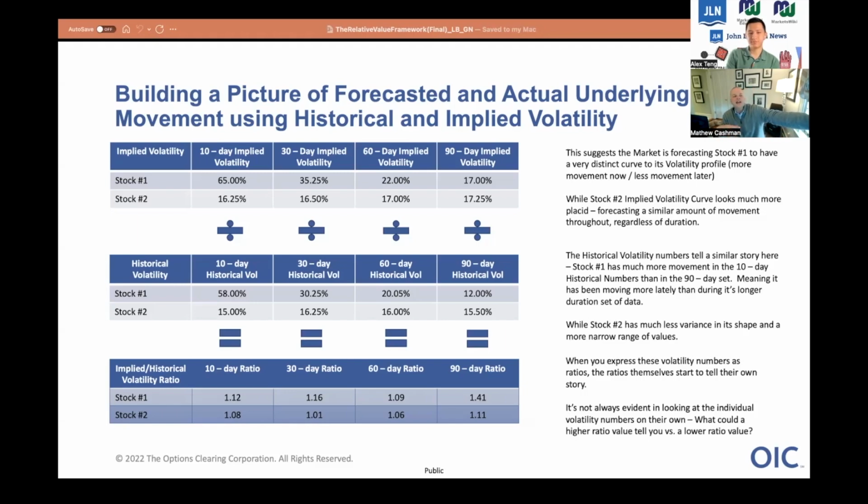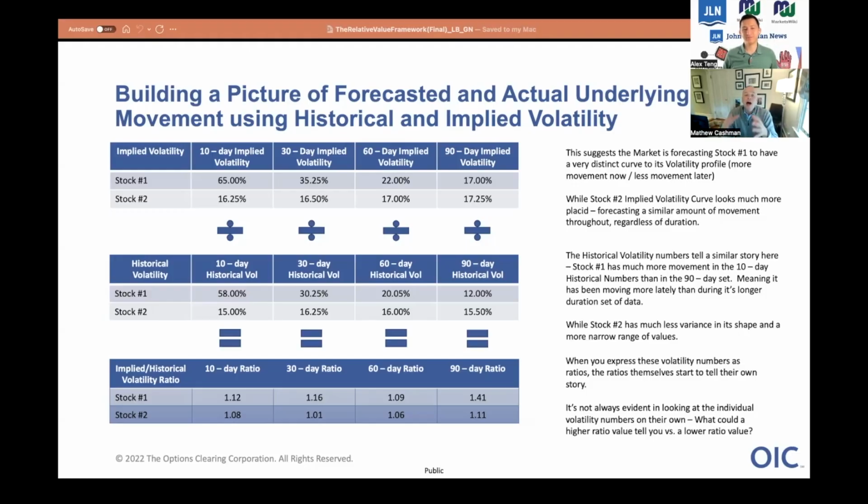Look at stock one, the 10-day implied vol is a 65. People look at that and say, that's the highest vol on the board, I should sell it. And maybe you should. I don't know whether or not you should. But if you sell a 65 vol and over the next 10 days, the stock delivers 112, it wasn't accurately priced, right? It wasn't a good forecast for what's going to happen.